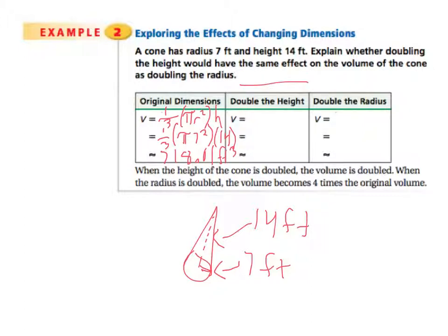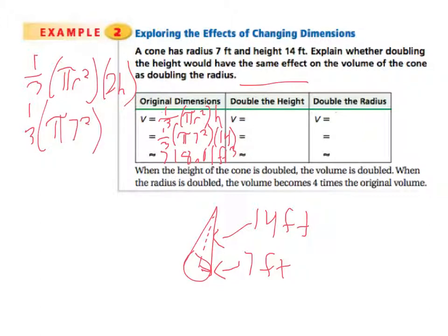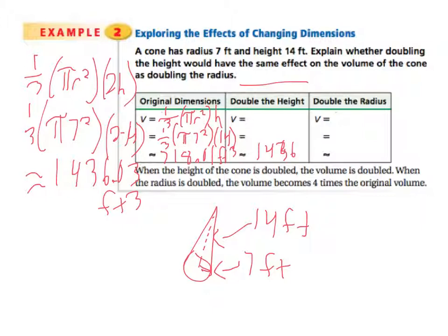And then for the volume, for this next one, we want to double the height. Okay, we want to double the height. So we want the height to be 2 times h. So I'm going to do it over here. So 1/3 times pi r squared times 2h. So 1/3 times pi, the radius is 7 squared, times 2 times 14. And you're going to get about 1436.03 feet cubed. Wow, I'm sorry guys, this is really small.